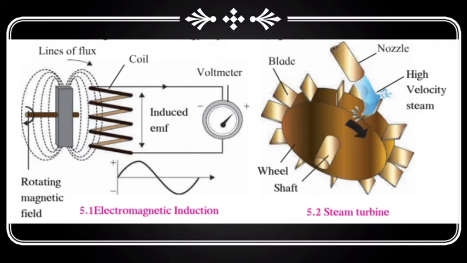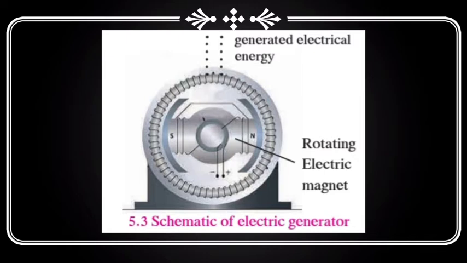So here what exactly happens, whenever steam reaches the blade, the blade starts rotating. Whenever the blade starts rotating, the rotating electric magnet placed near the nozzle rotates that blade shaft, converting mechanical work into electrical work. On the screen right now, you are seeing the schematic of an electric generator. As you can see, the rotating electric magnet, above that the generated electrical energy, and the two poles, north and south, as you can see on the screen.